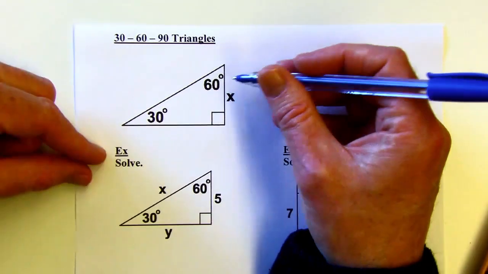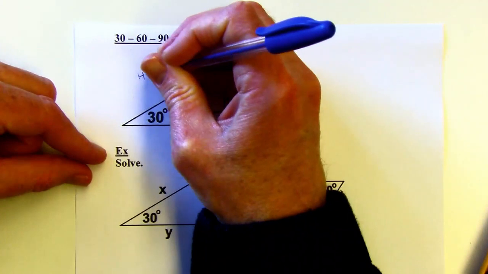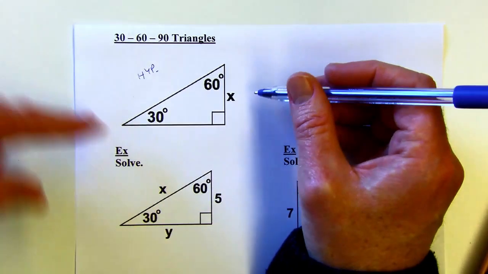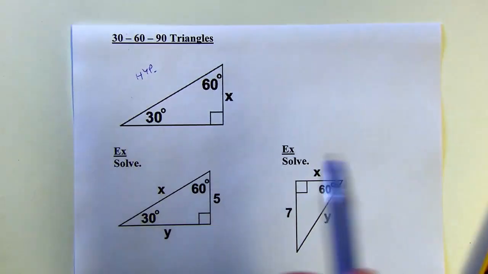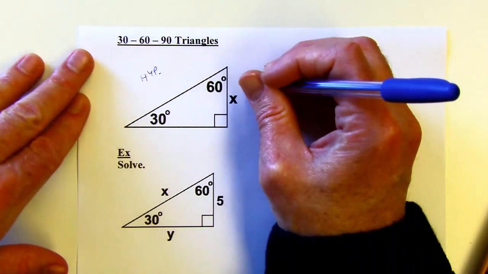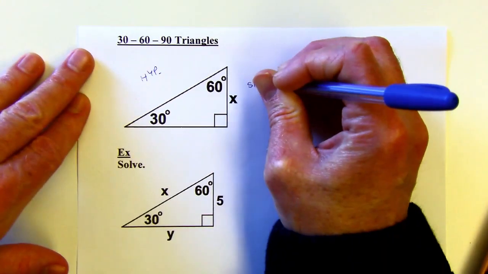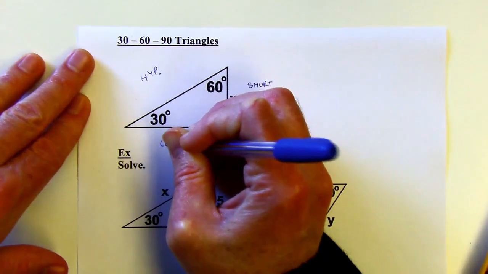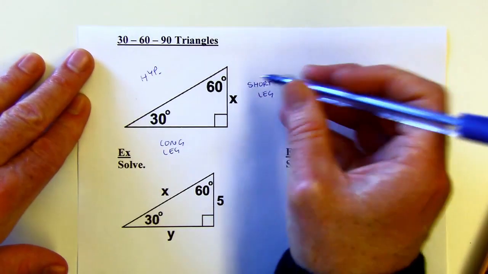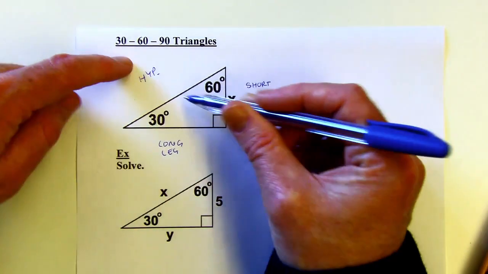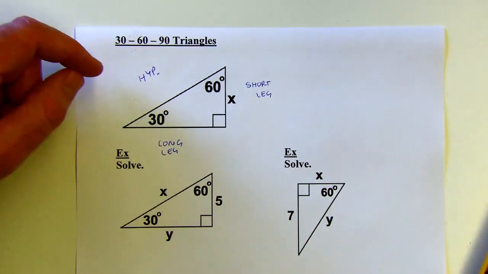So I've got my hypotenuse over here, and then I've got the 2 legs. Instead of talking about adjacent legs and opposite legs like we're going to do soon, here I'm going to refer to these 2 legs as the short leg and the long leg. The short leg is always across from the 30-degree angle, the long leg is across from the 60-degree angle, and of course the hypotenuse is across from the 90-degree angle.